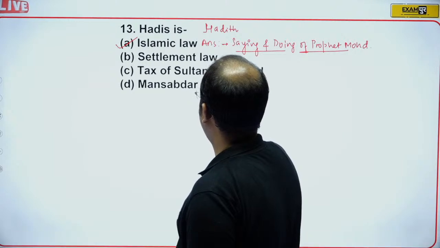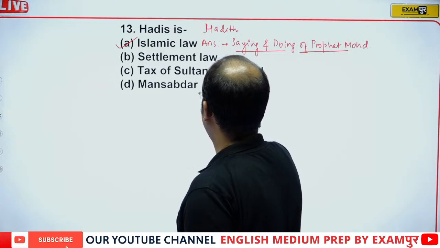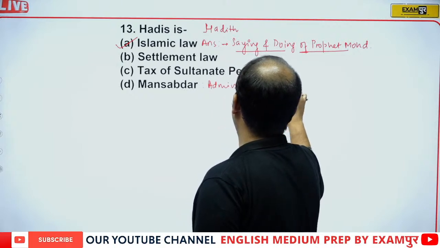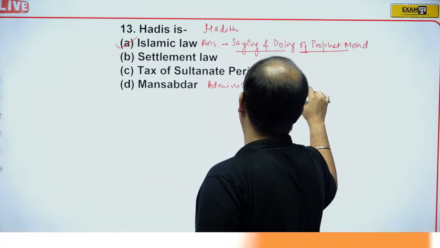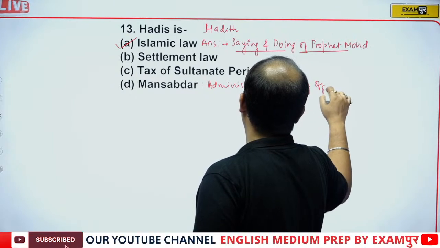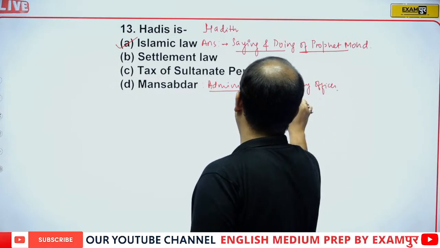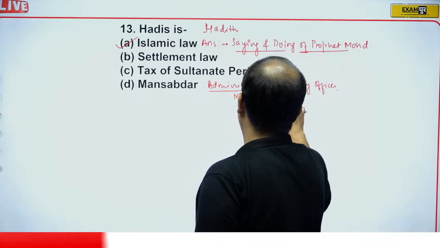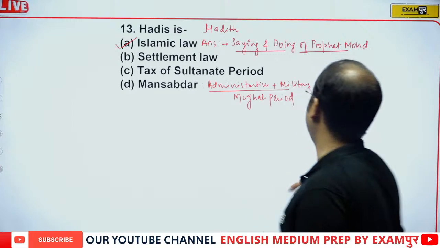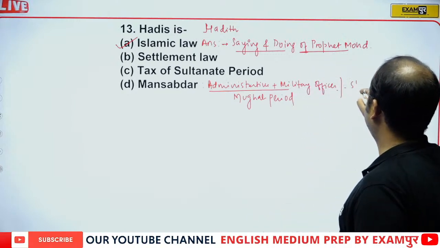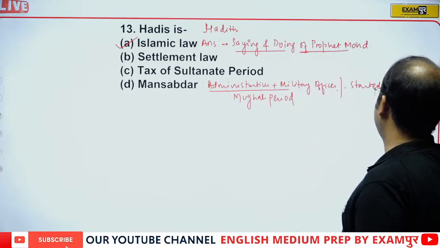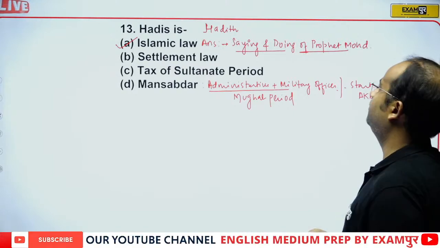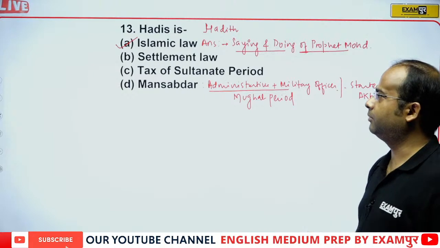Mansabdar, it is the administrative plus military officer during the Mughal period, and it was started by Akbar. So the Mansabdari system was started by Akbar. Mansabdari system started by Akbar.